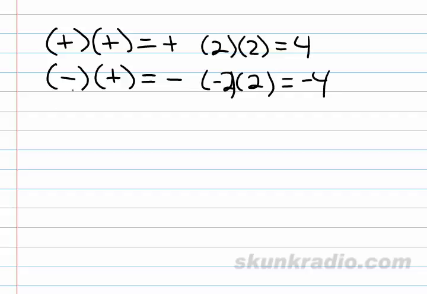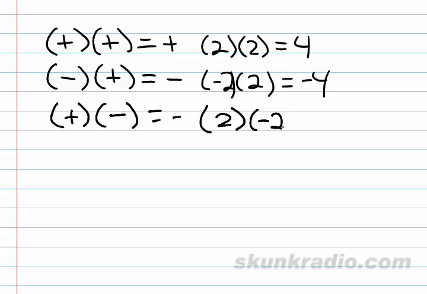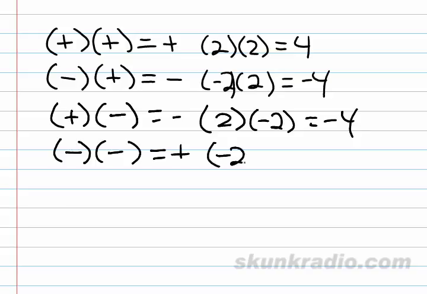Now notice how I had the negative number first times the positive number second. It doesn't matter if I change this up and write the positive number first and then the negative number second. It's still going to equal a negative number. So that would be like positive 2 times a negative 2 is going to equal a negative 4. And then finally, if we have two negative numbers, a negative number times a negative number, that's going to equal a positive number. So again, that's like negative 2 times a negative 2 is going to equal positive 4.